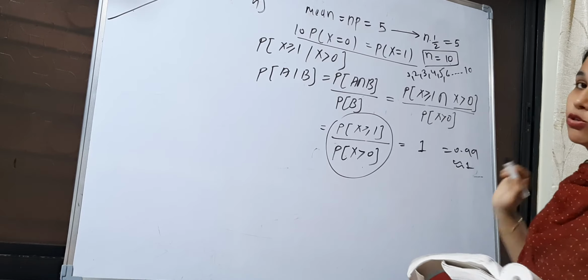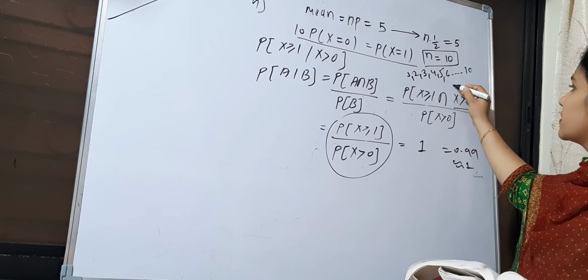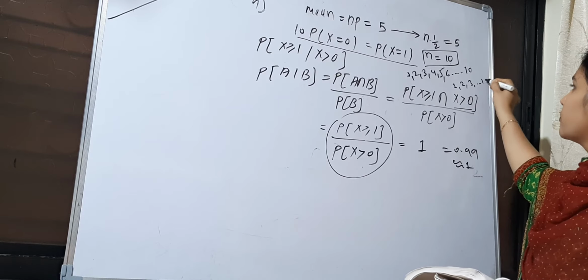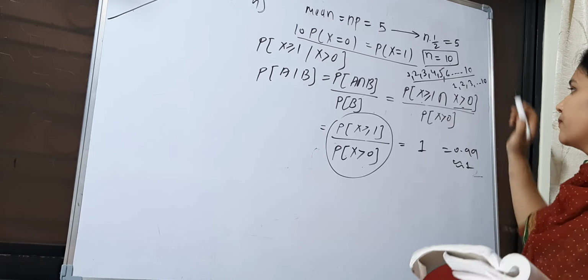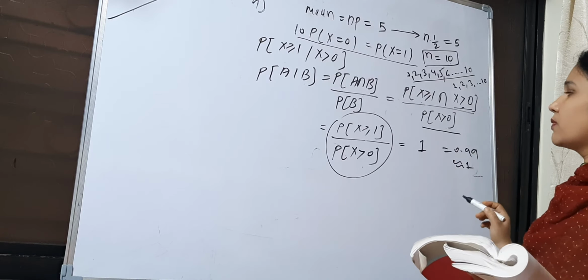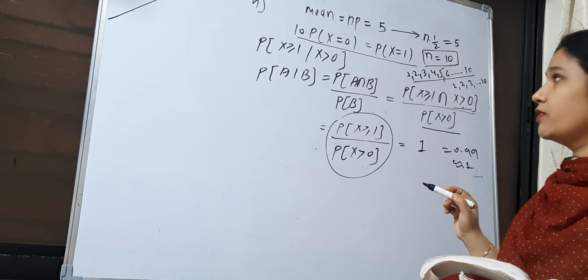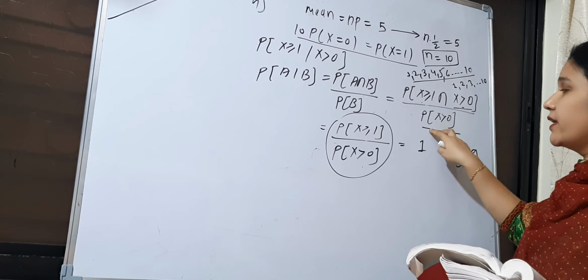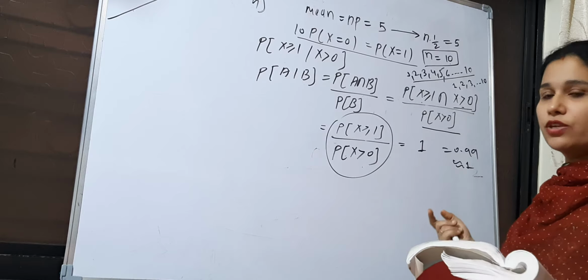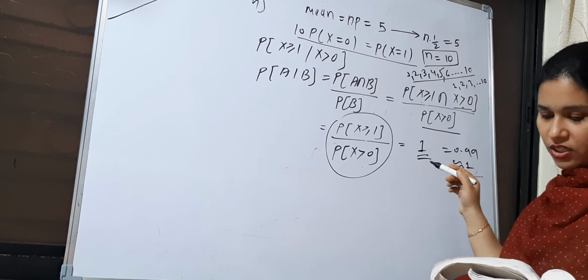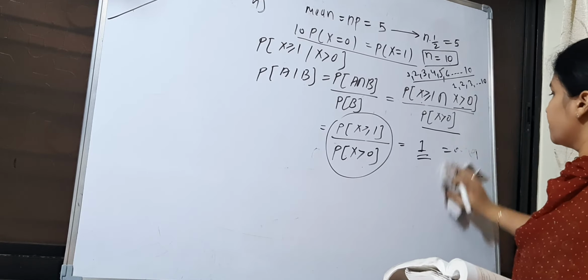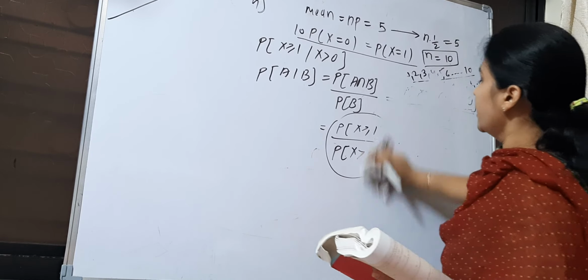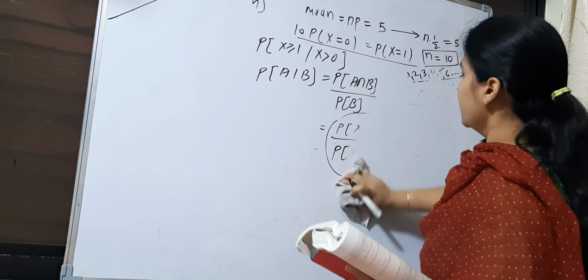Here x is greater than 0, meaning it will not take the value 0, but it will start from 1, 2, 3 and so on up to 10. Both are taking the same values, so in the intersection you will get 1 to 10. Again in the division, the probability of x greater than 0 also takes values from 1 to 10, so the same probability is divided by the same probability, that's why it is equal to 1, but one option is not there, so 0.99 will be the right answer. Question number 5 is what? 0.99 is approximately equal to 1, so we can say that option C will be right.